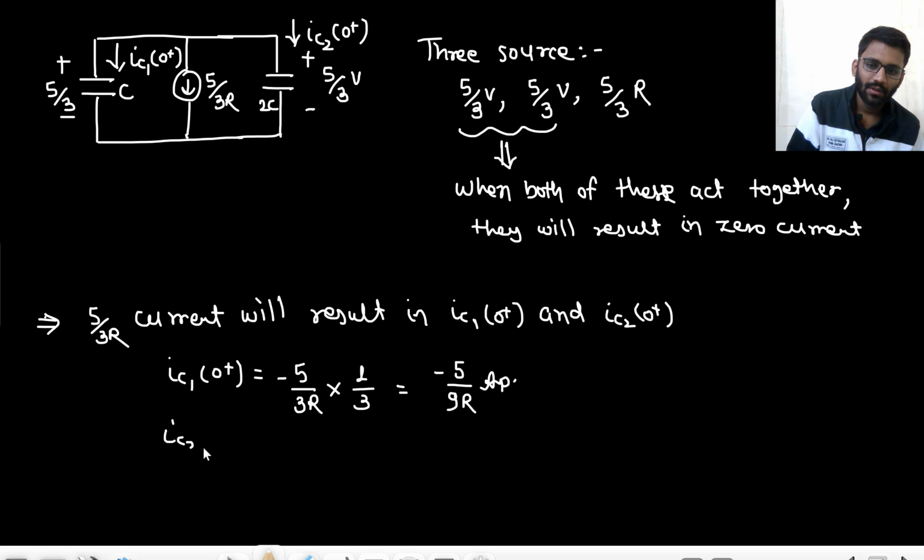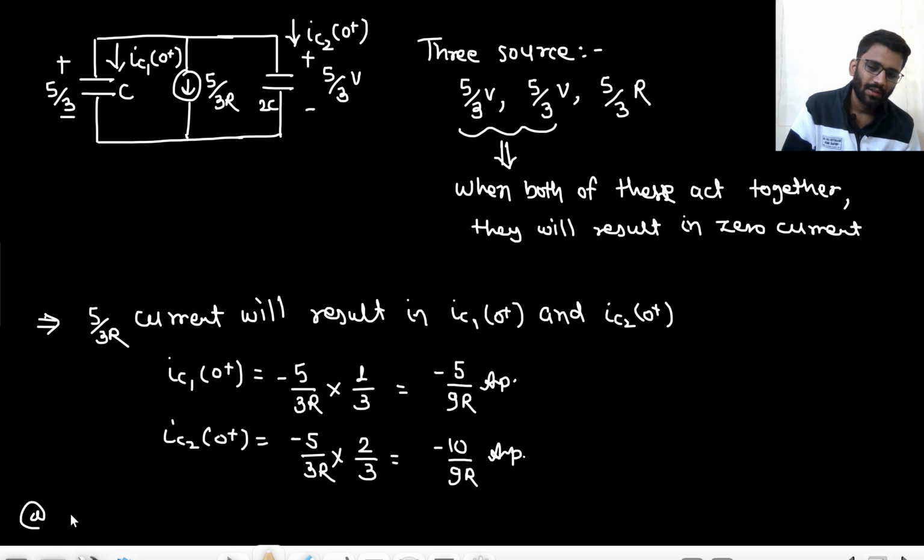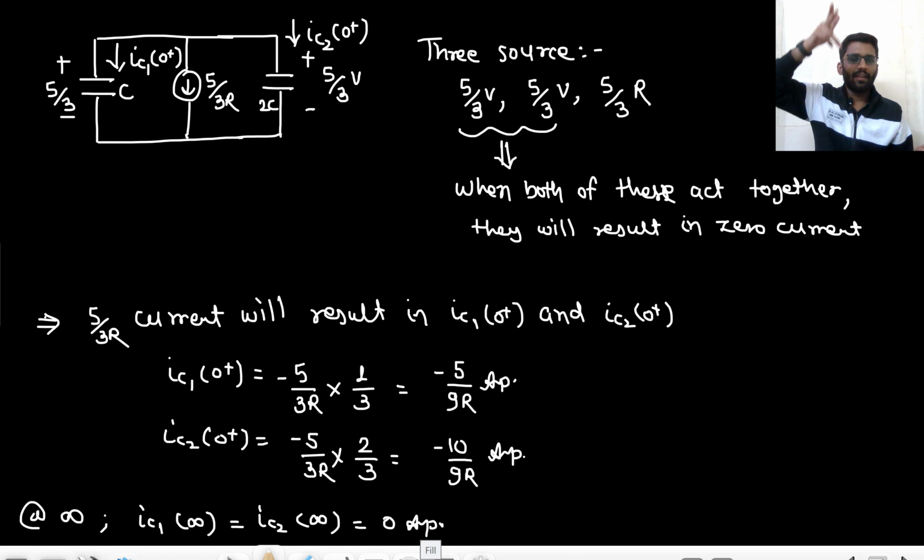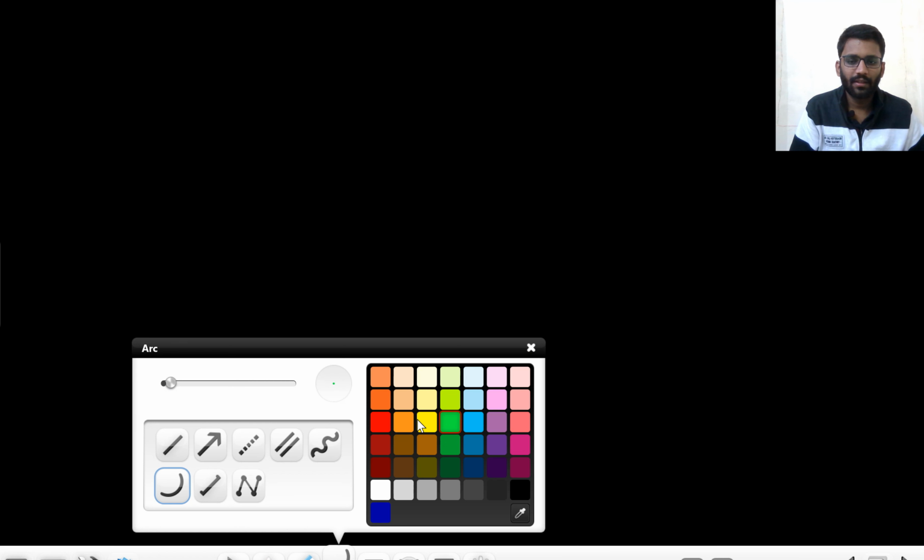Similarly, IC2. The direction of IC2 is this, but the current is flowing in the opposite direction. So IC2 at 0 plus is minus 5 by 3R into 2 by 3, so it would be minus 10 by 9R ampere. And at infinity, IC1 at infinity equals IC2 at infinity, and that would be 0 ampere. So initially an impulse, then a negative current that is dying down to 0, right? So now we can draw the waveforms.